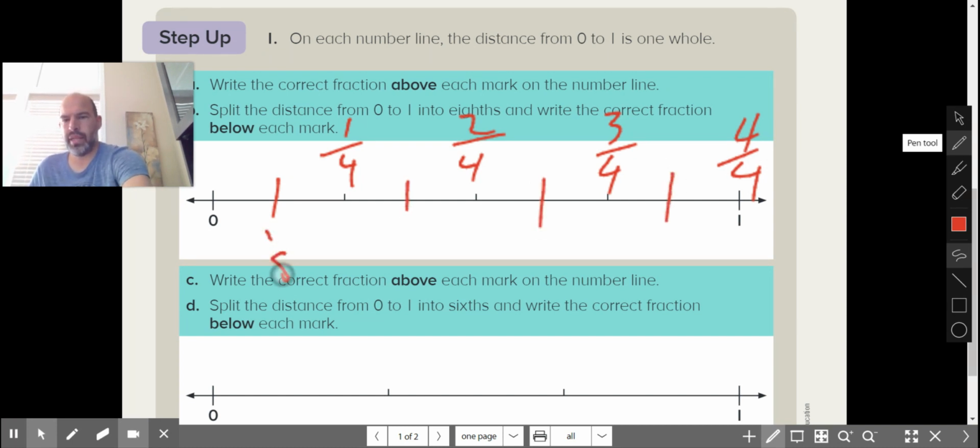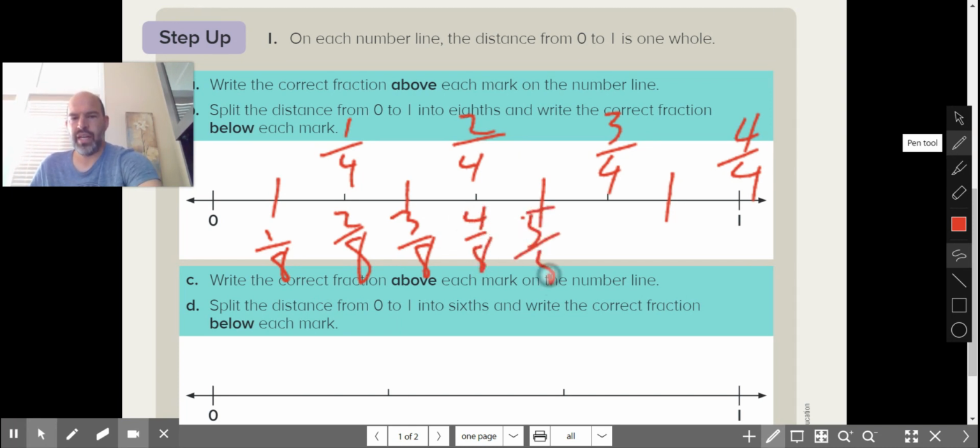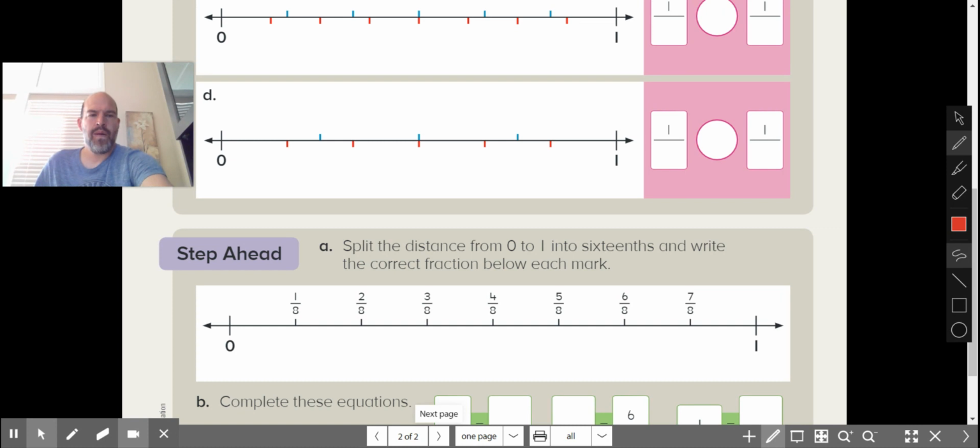Okay. Now, if we divide this up again like this, like this, like this, and like this, we have 1/8, 2/8, 3/8, 4/8, 5/8, 6/8, 7/8, 8/8. All right, so you'll do something similar on the part below here. Let's jump to page 2.